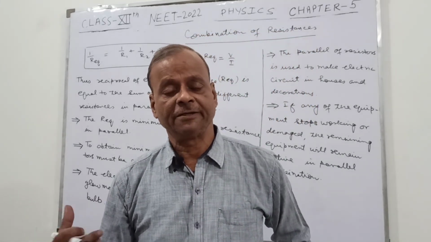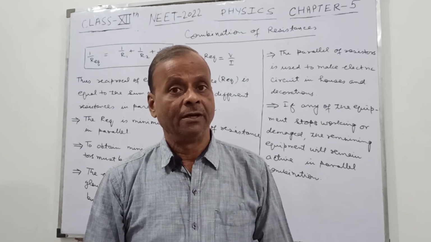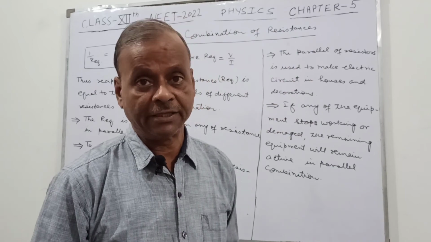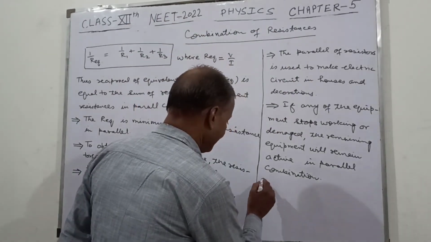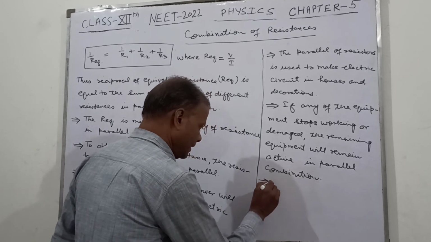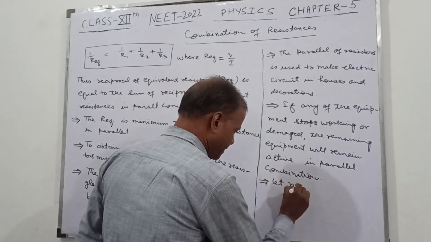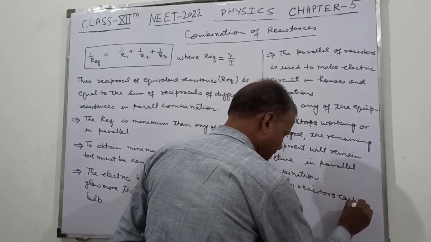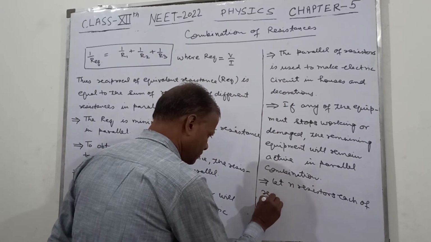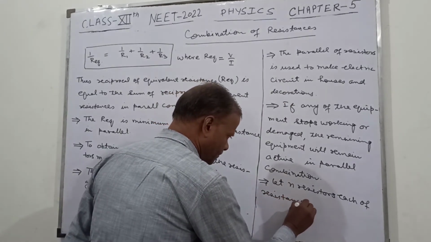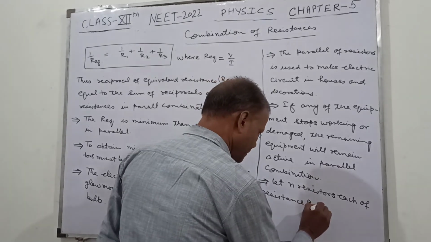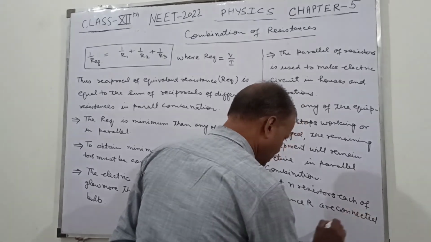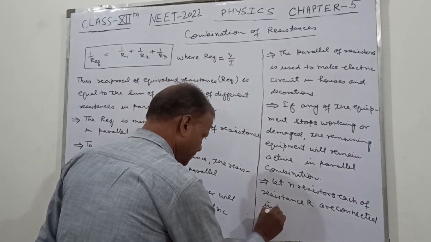Now the main point: suppose there are n resistors of equal value, each of resistance R, connected in parallel.